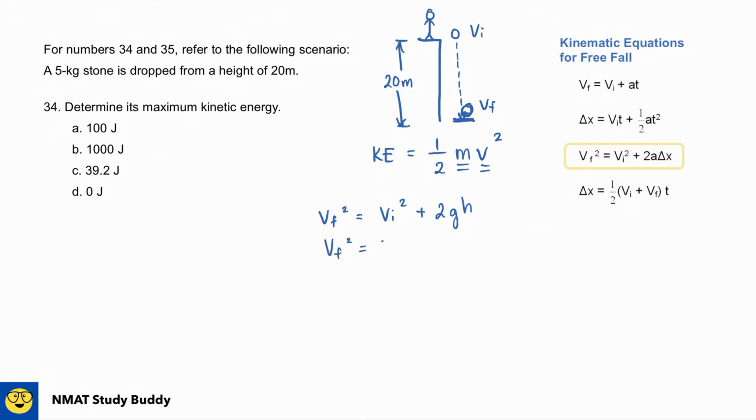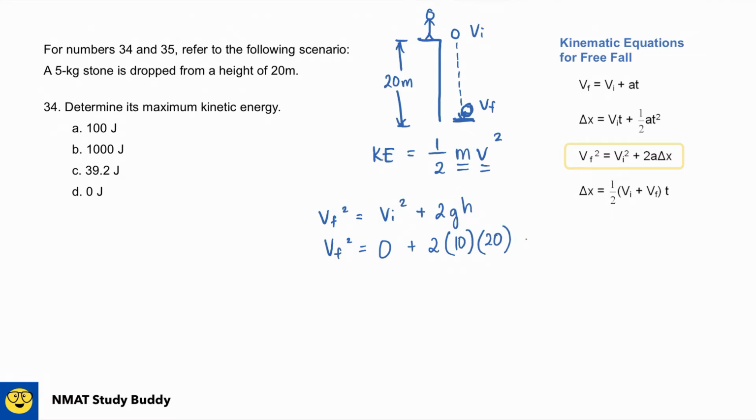So, yung initial velocity, wala namang binanggit, diba? So, i-assume natin na nag-start siya at rest. So, 0 yung velocity niya sa umpisa, plus 2 times yung gravity. Usually 9.8 yung value niya, pero in this problem, we're going to make it 10. I-approximate na natin para hindi mahirap i-compute, kasi pag sa NMAT, walang calculator na allowed. So, yung height naman is 20.